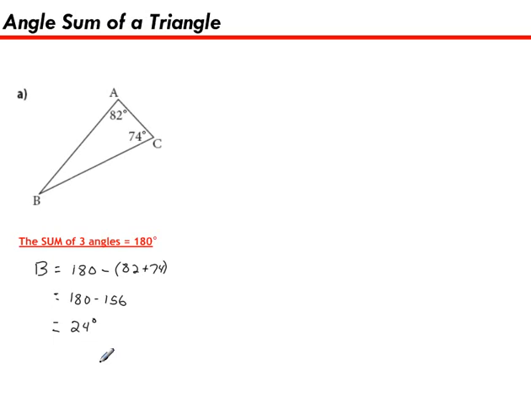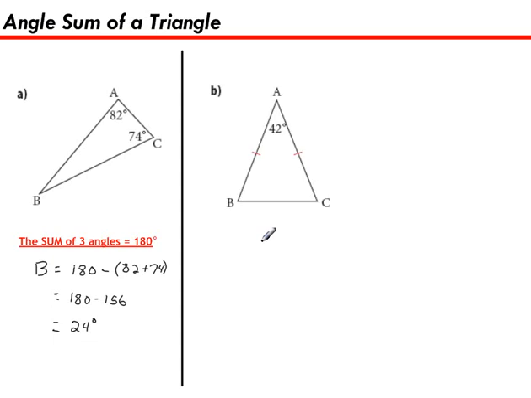Let's have a look at another triangle. In this triangle, I've only been given one angle, 42 degrees for A, and I have 2 missing. B and C don't have any numbers. However, fear not, because these 2 little red lines mean that the length of this line, AB, and the length of this line, AC, are identical. So anytime you see 2 matching symbols, it's telling you that the 2 lines are, in fact, the same. If that's true, then this angle and this angle must also be the same.